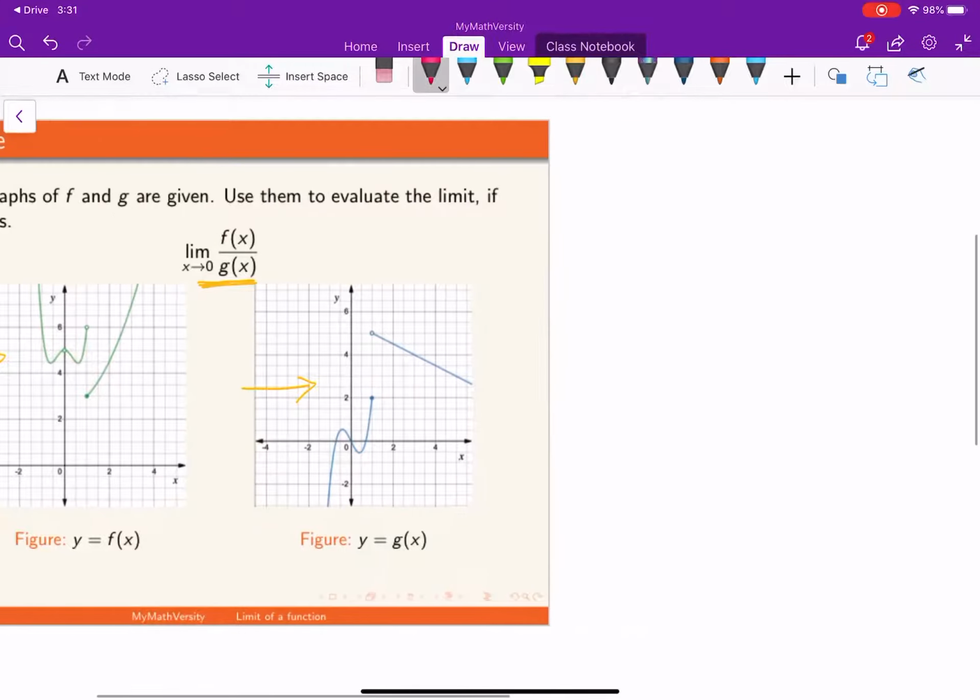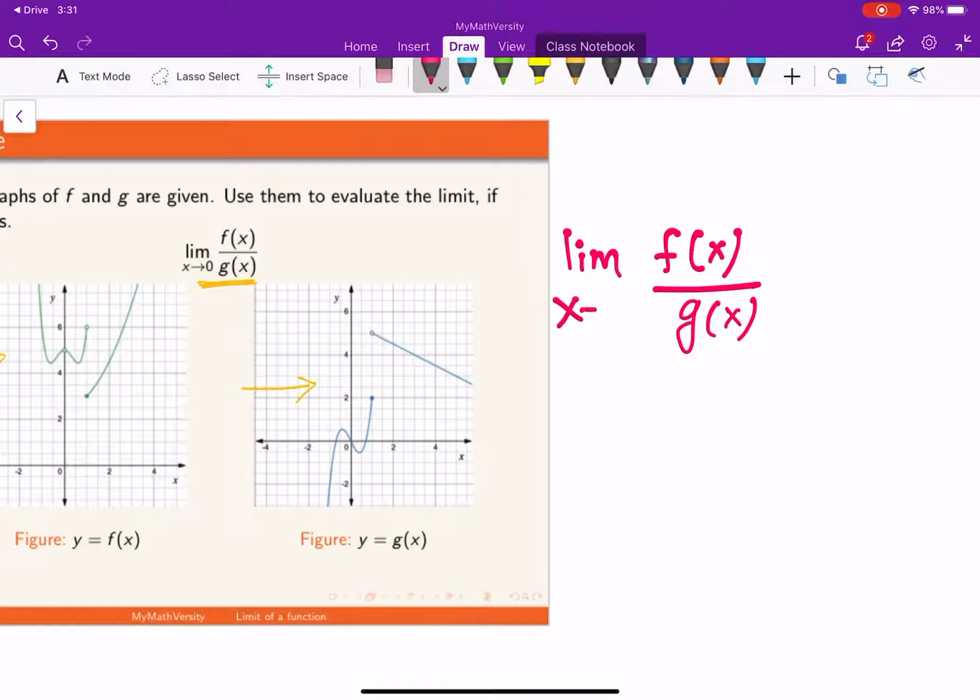Alright, so let's first focus on the problem. Our goal is to find the limit of this quotient of the function f and g at 0. So this is the question. How can we find that? Do we have any quotient rule related to this quotient of the function? Yes, we do, right?